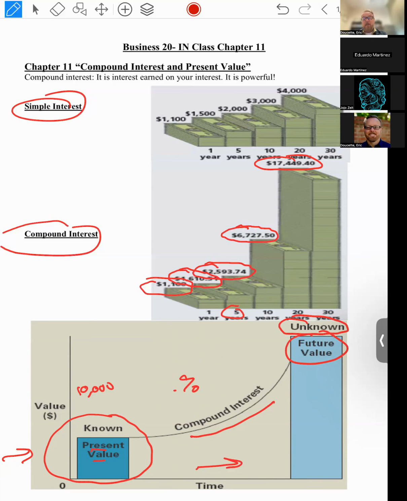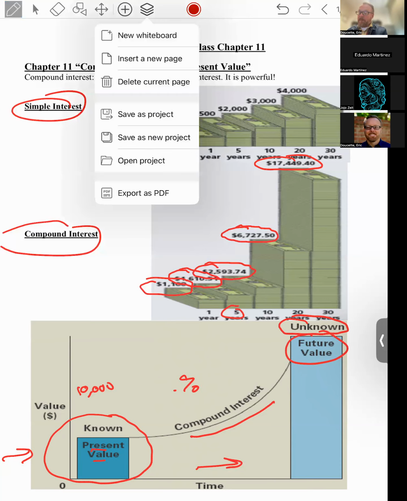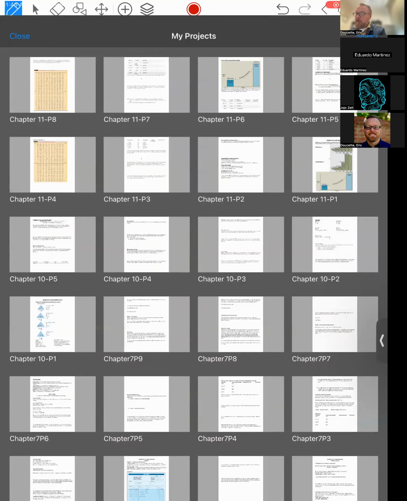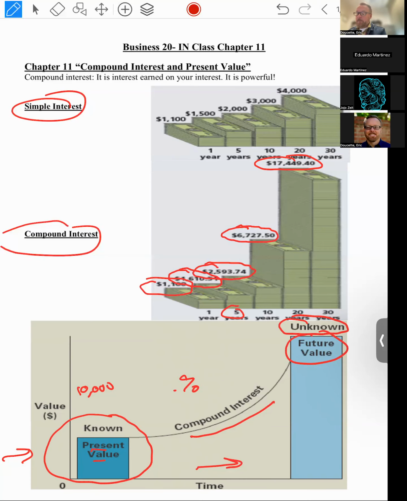When we get to present value, I'll explain it the opposite way. But right now, I know what I've got. I just don't know what I'm going to have. That's the kind of problem we're going to solve for with compound interest. So I'm going to start on that. I'm going to go to 11, page 2.